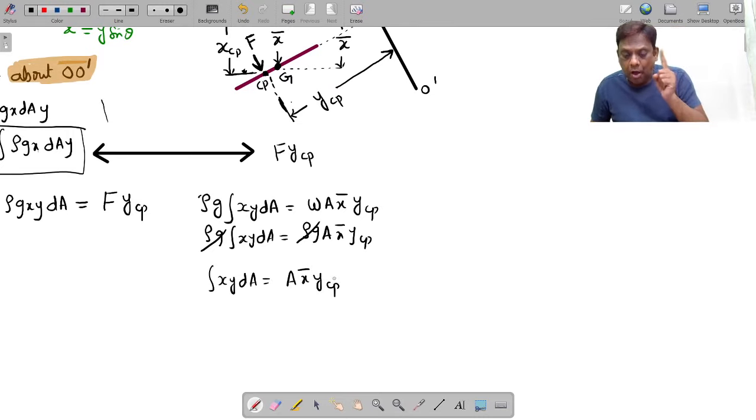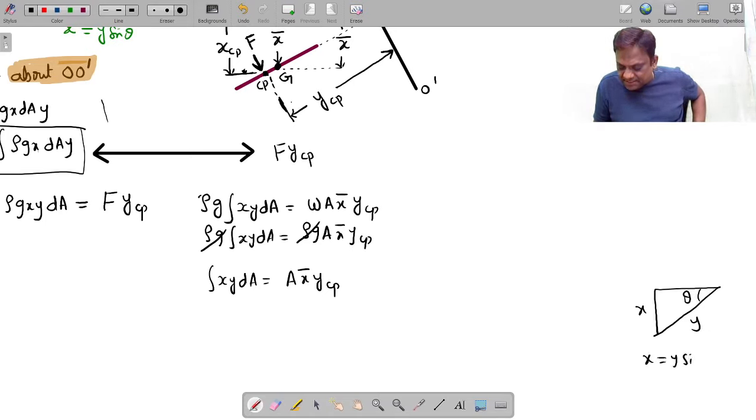Already I gave you the relationship. If it is x, it is y and theta. So x is equal to y sine theta. X bar is y bar sine theta. X_cp is y_cp sine theta. All these I have told you.